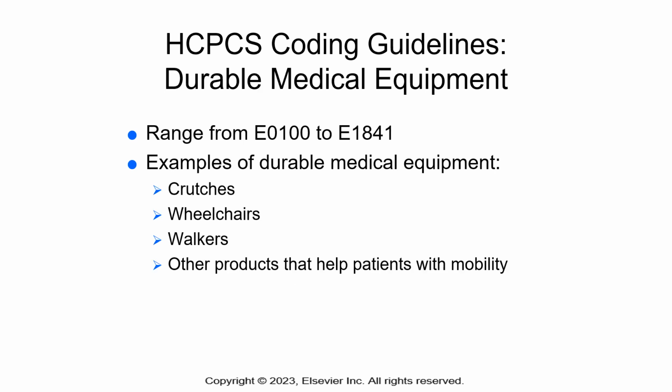Another area of HCPCS coding is durable medical equipment. Those come with a code of E100 to E1841. That is all of your assistive devices such as crutches, wheelchairs, walkers, anything that is not, they refer to combustibles, for instance, anything that is not simply used and thrown away. Wheelchairs, walkers, those kinds of things are used over and over again, and they can still be kept and used on another occasion if they needed to. But a lot of these are all intended at mobility.